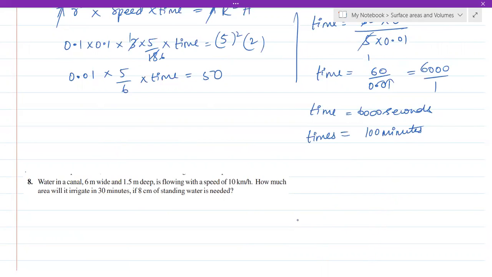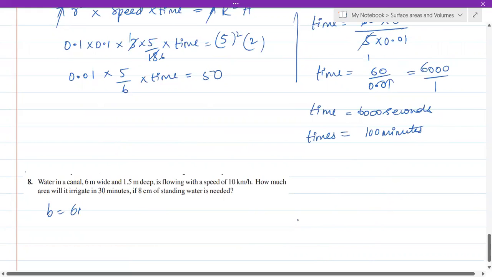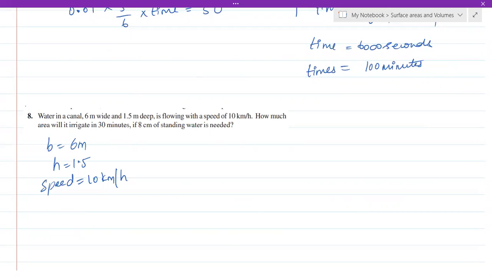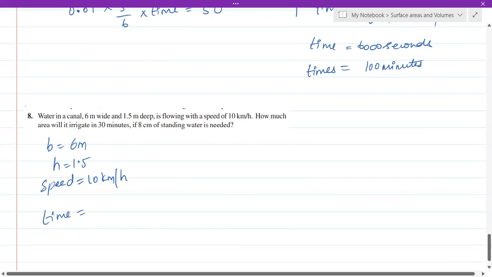So the water in a canal 6 meter wide. So they have given the breadth is equal to 6 meter, and they have given the height, which is 1.5 meter, is flowing with the speed. So speed is also given as how much? 10 kilometer per hour, and it will irrigate. Okay, with the speed of 10 kilometer per hour. How much area will it irrigate in 30 minutes? So time is given as 30 minutes.